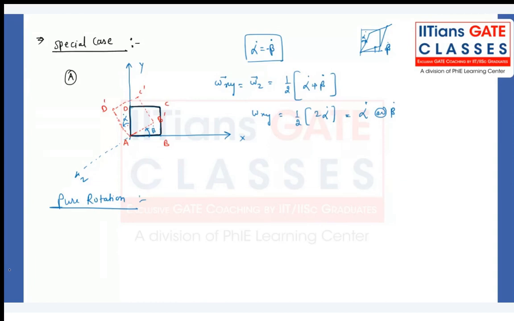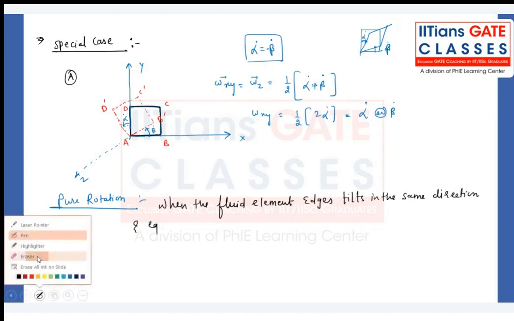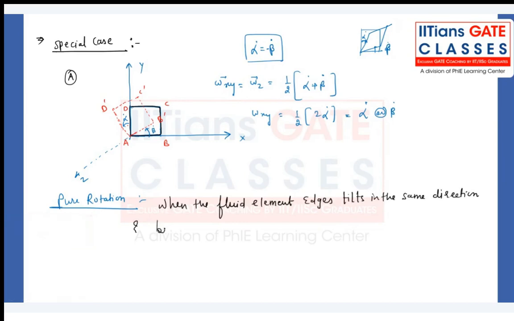Correct. This is my pure rotation. Note down: when the fluid element edges tilt in the same direction and by the equal amount, we call this a pure rotation case. Are any shape changes happening? Please check. Any shape changes happening over here?